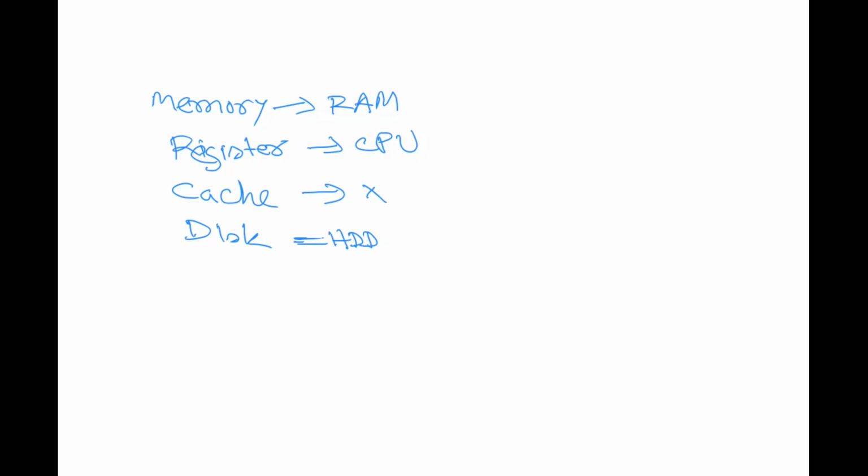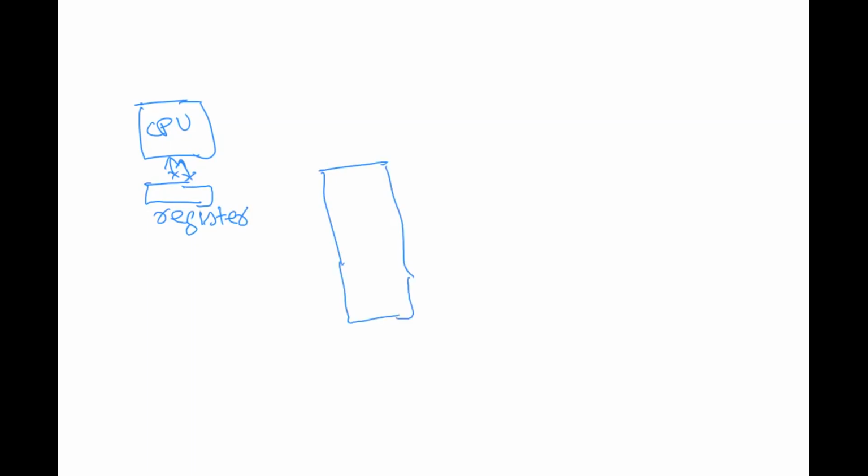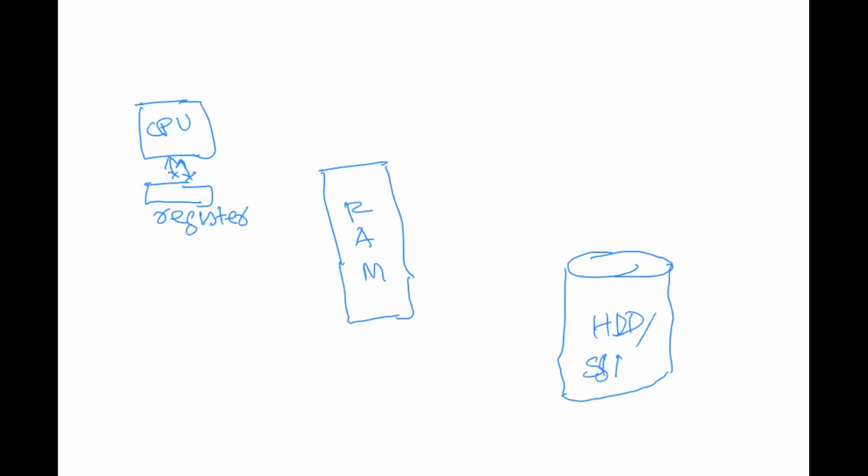If we draw this, this is our CPU, and here we have the register. Register is very close to the CPU, so no memory is faster than the register. Register is the fastest memory accessed by the CPU. Then we have our RAM, the random access memory, and our disks, HDD or SSD. Both are available.